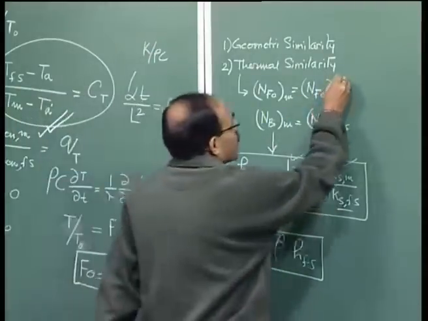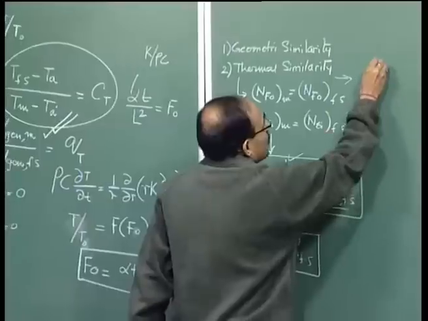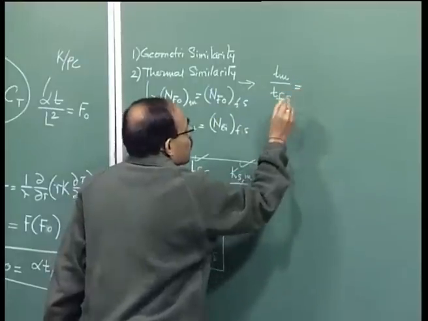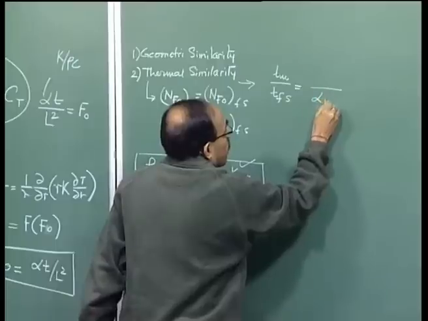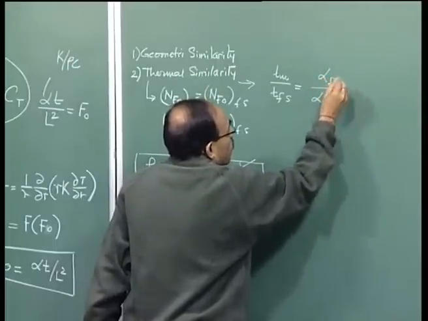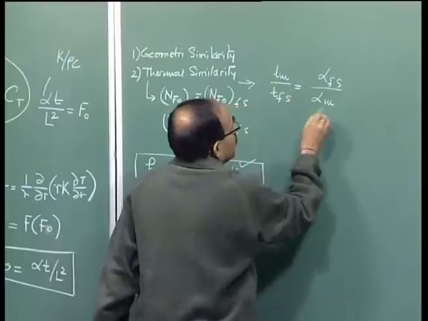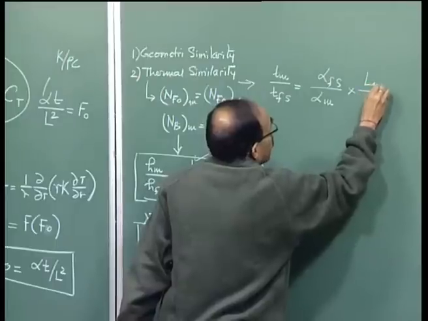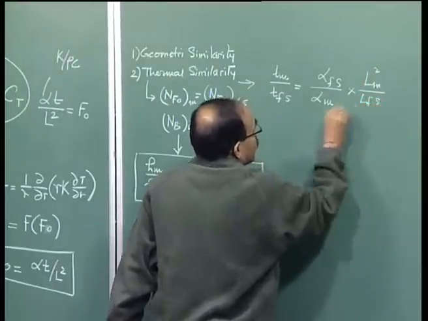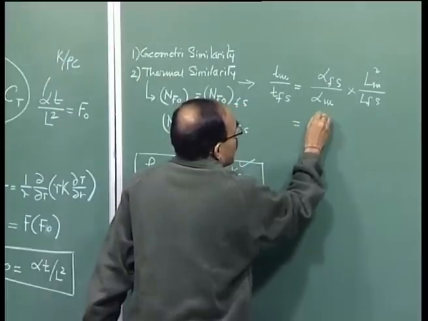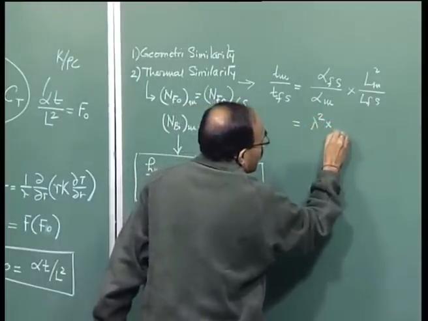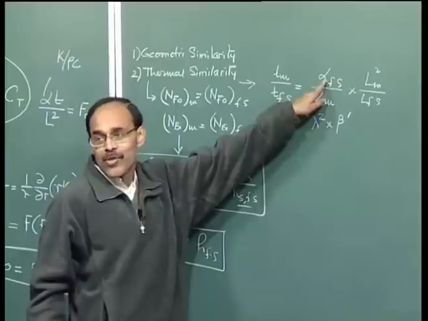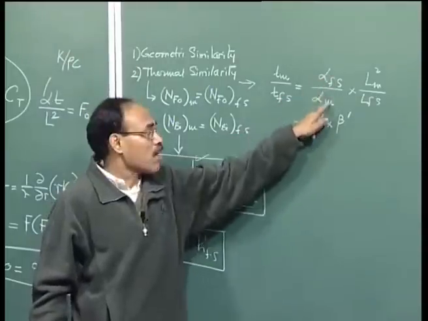Similarly, the Fourier number equivalence will tell me that I have t model by t full scale, that is going to be alpha model, alpha full scale, so alpha t over L squared. So, this is going to be L model squared and L full scale squared, which is equal to lambda squared into some constant, maybe beta prime. Thermal conductivity, this is K divided by rho C. So, these are material dependent properties, thermal diffusivity.